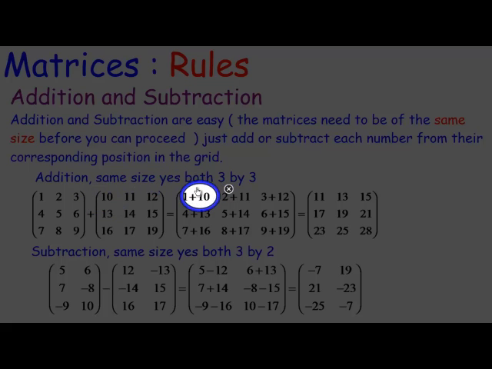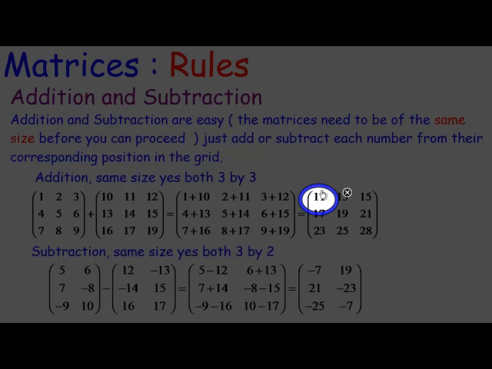So we can see here 1 plus 10 is 11. That obviously forms a new matrix, which is going to be of the same size, again 3 by 3. Let's go to 4 and 13, which would match up because they're in row 2, column 1. And 4 and 13, you can see here, is 17.